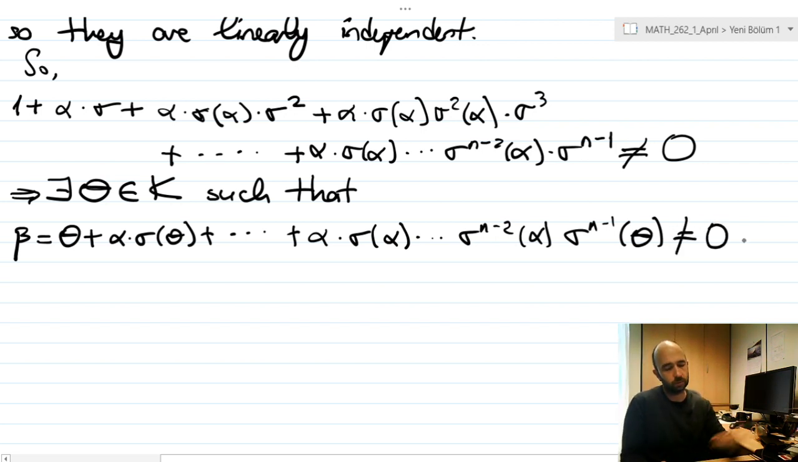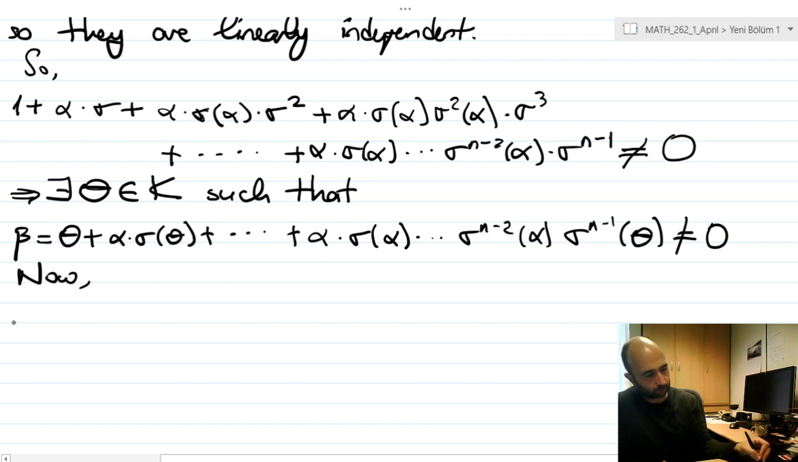Okay, so this is going to be the element that we'll try to catch. Now the point is, if you apply sigma to beta itself, and if you carefully look at it, you just get 1 over alpha times beta. Let's try to see some signs for that.